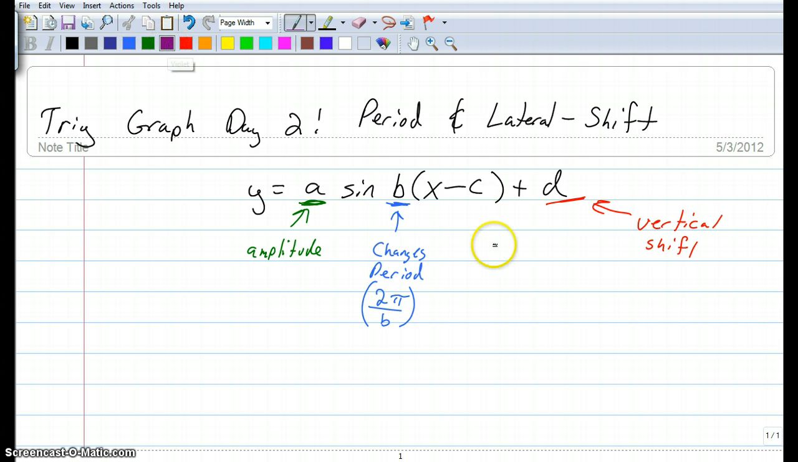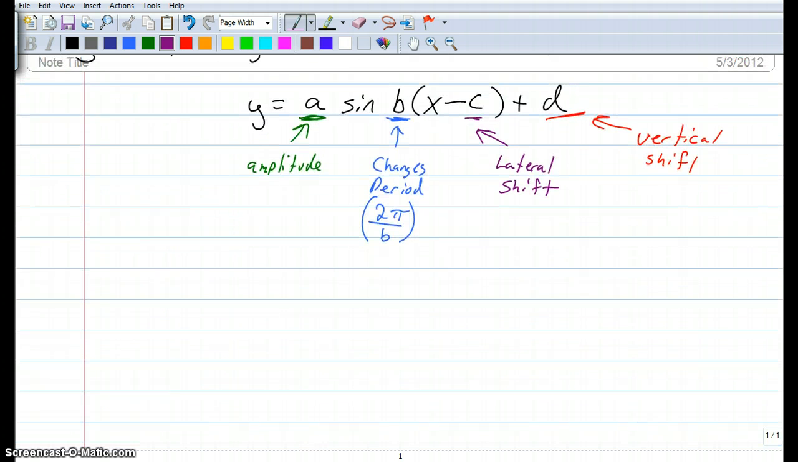And then C changes the lateral shift. That's the left and right. Left and right movement, where vertical shift was up and down. Guys, it's no different than what we did with parabolas, any graphing thing. X minus H plus K, remember that stuff? C is just like H. It moves the opposite way of what you think, whereas D moves it up and down, and it moves it the way that you would expect.